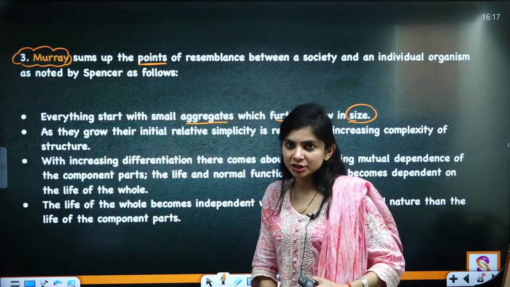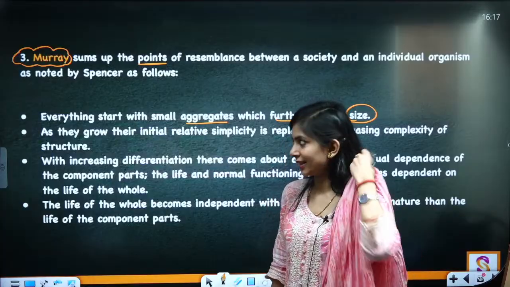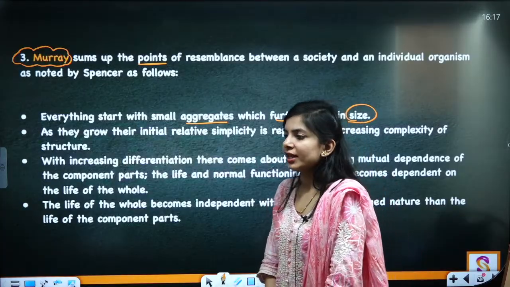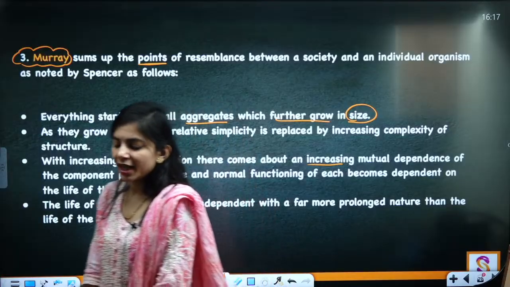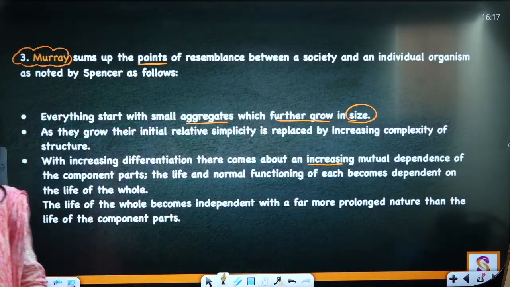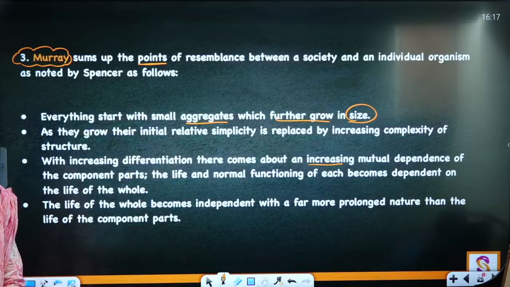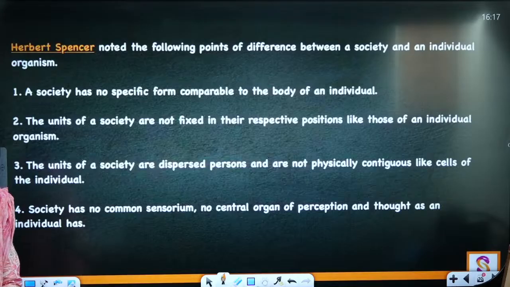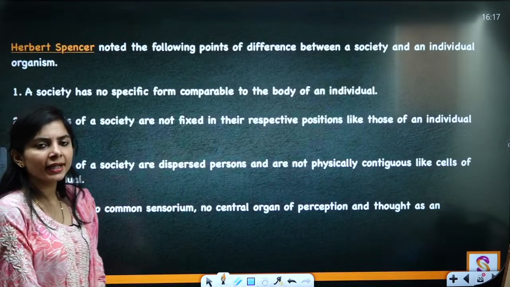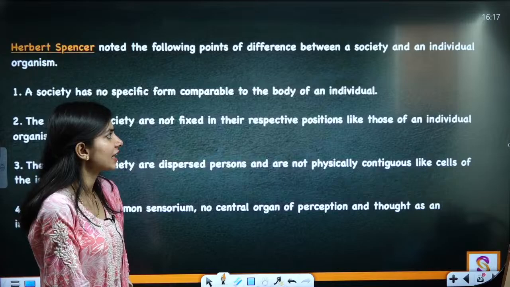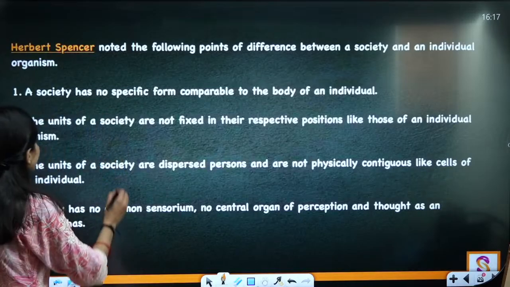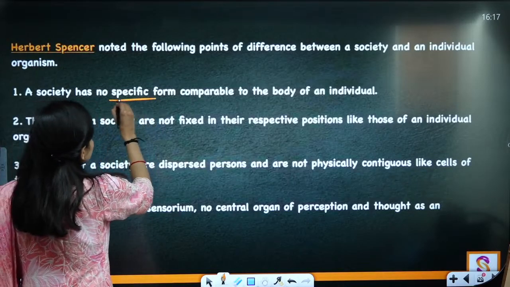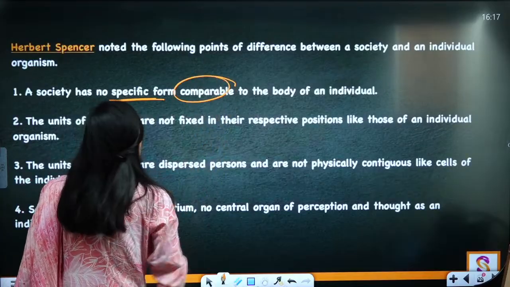So based upon this format, you can clearly understand how Murray explained and specified this part of the society. Later on, Herbert Spencer also specified how we can create a structure out of society and individuals. He specified that society has no specific form comparable to the body of an individual.